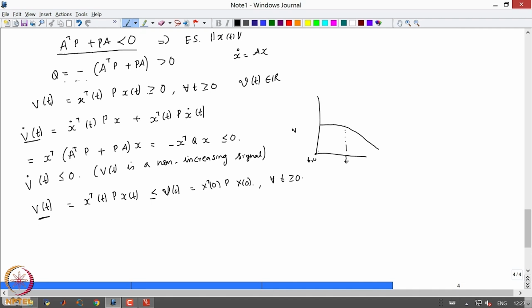Okay. How did we prove this? We proved this by just taking the derivative of V along the system trajectories and assuming we know that this is true. So the idea here is to show that satisfaction of this kind of a matrix inequality leads us to exponential stability.